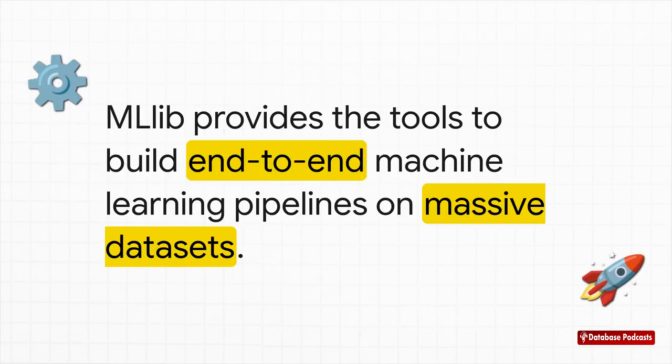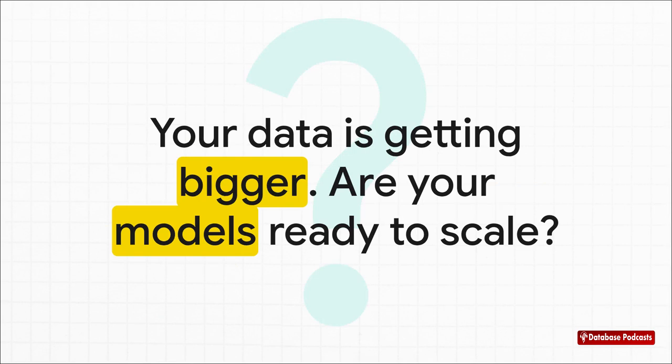So let's just take a quick step back. We've gone all the way from figuring out the right data structures to cleaning and transforming our features, and then finally unleashing a whole library of different algorithms on our data. What MLlib gives you are the tools to build a complete, end-to-end machine learning pipeline that can actually run on massive, massive data sets. And that really brings us full circle, doesn't it?